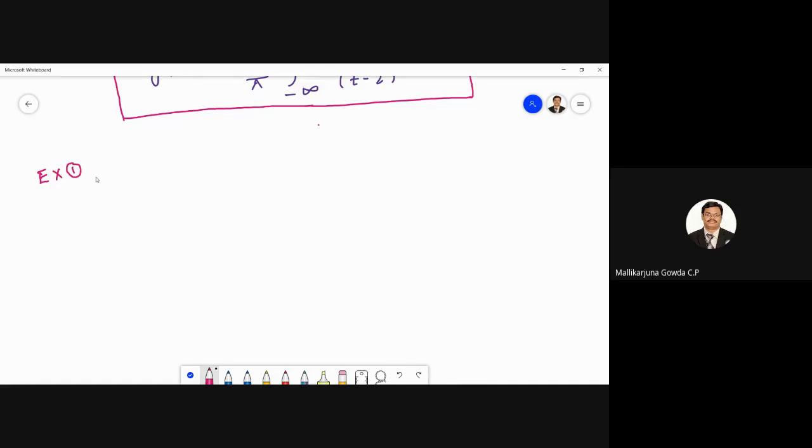Please note down this. Determine the Hilbert transform of rectangular pulse. So the rectangular pulse is defined as like this: RECT, we represent rect of t.